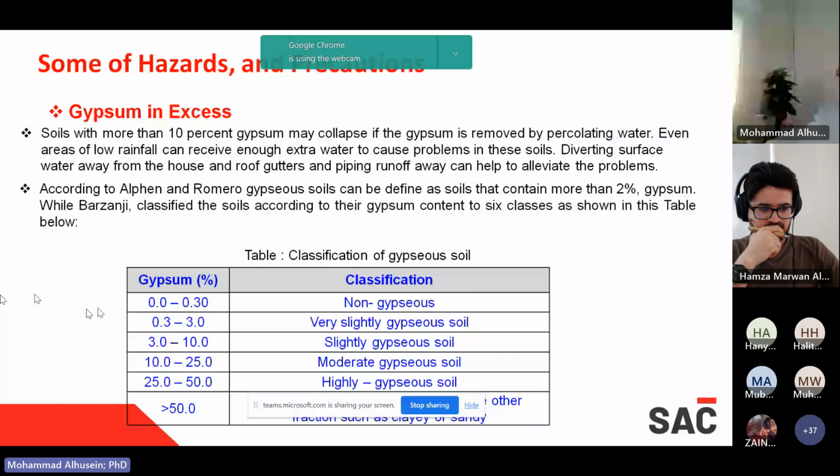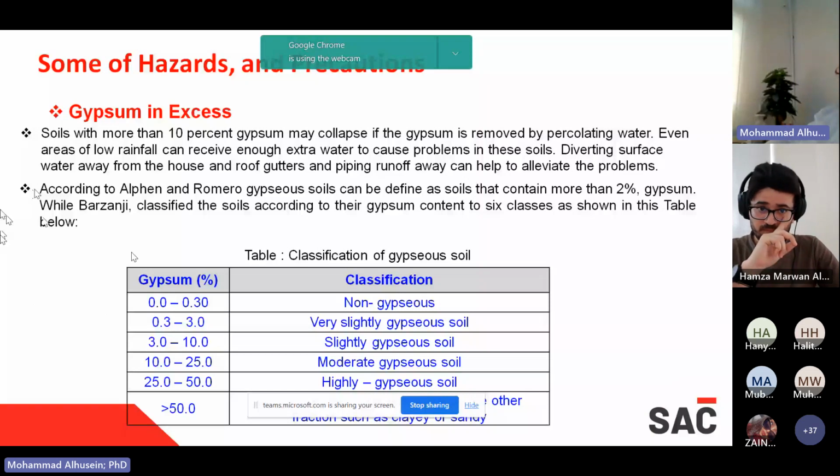Some authors say that soil with more than 10% gypsum may collapse if the gypsum is removed by percolating water. Even areas of low rainfall can receive enough extra water to cause problems in these soils. Diverting surface water away from the house and piping roof gutter runoff away can help alleviate the problems. According to Alfen and Romero, gypsous soil can be defined as soil that contains more than 2%. The percentage is very low, but this creates a hazard.